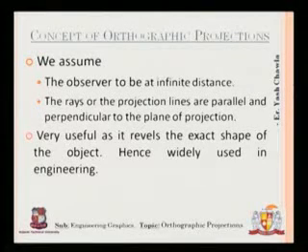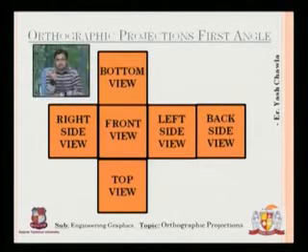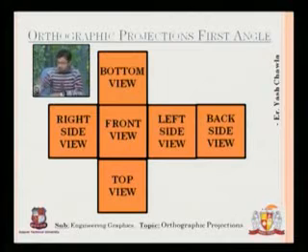There are two types of views in which we normally draw these projections. The first is the first angle. You can assume this as a cube. In the previous session we had development of surfaces, so you can assume this to be a development of surfaces of a cube in which there are 6 surfaces in total: the front view, the top view, the bottom view, the right side view, the left side view and the back side view.